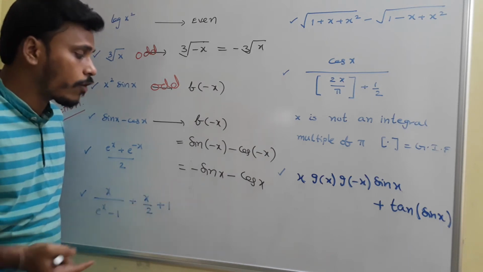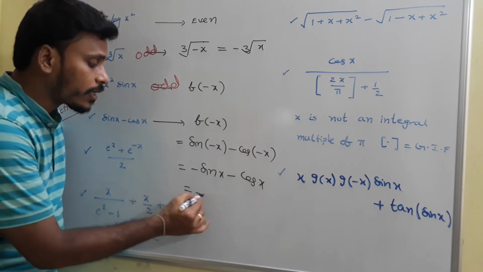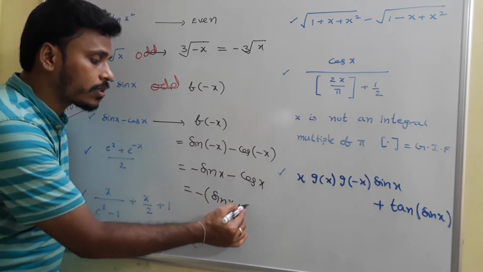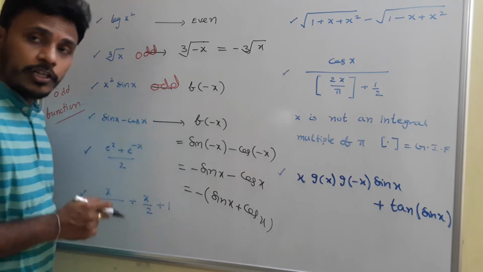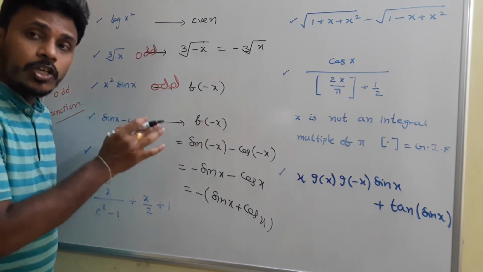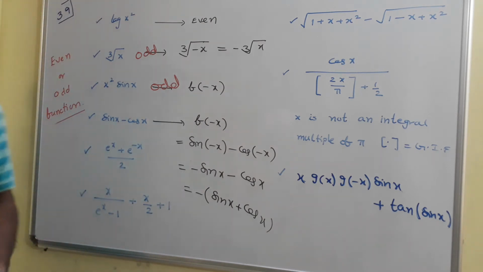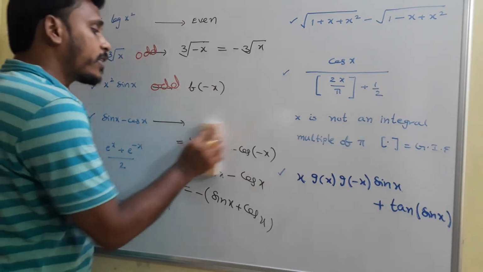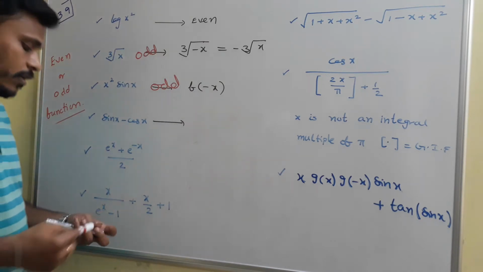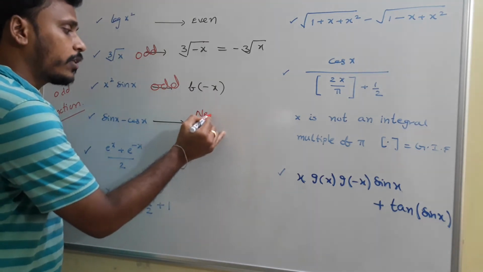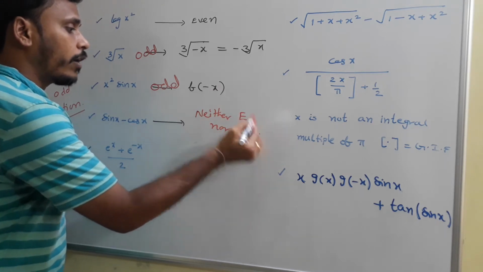This is not equal to f of x. And if you take the minus common, it becomes minus of sin x plus cos x. Still it is not equal to f of x. That's why this particular function f of minus x is not equal to f of x as well as not equal to minus f of x. And that's why we say sin x minus cos x is neither an even nor an odd function. Just have a look.